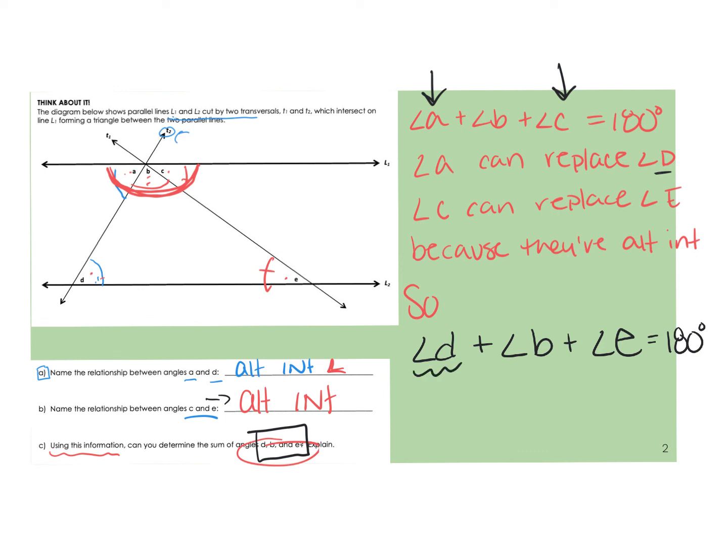So instead of A, I have D, and instead of C, I have E, which answers question C, which is kind of hard to read right now. So they were asking us, how do I know that D, B, and E are equal to 180? Well, we started with the straight line, and then we substituted congruent angles in the place of others. That's how we prove that inside a triangle is 180 degrees.